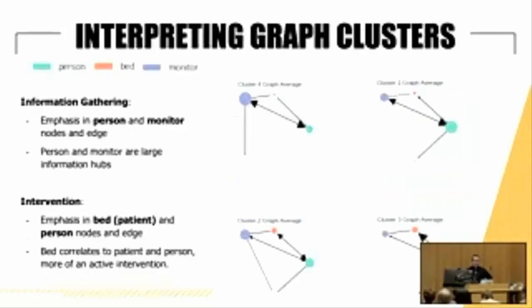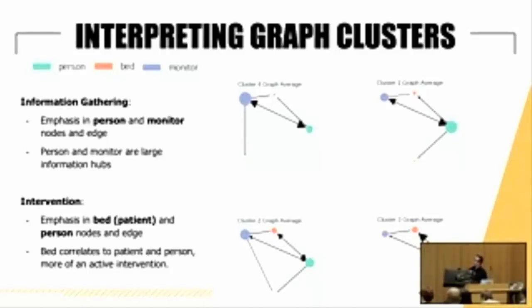So now we need to actually start to interpret and correlate our data to the learning theory. The first step was, well, the highest level of the cognitive task model is information gathering and intervention. And we associated that the person and the monitor would be related to information gathering, as these nodes are typically information hubs where people seek new information about the simulation. While for intervention, we mark that the bed, which is typically analogous with the patient, and another person would be related with intervention and interacting with the patient overall.